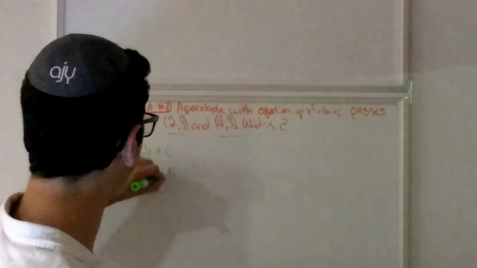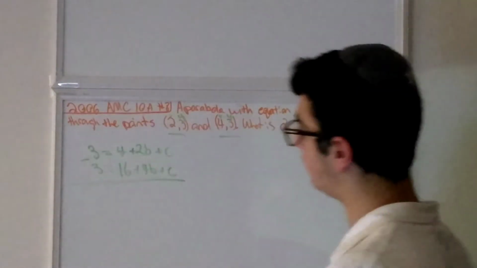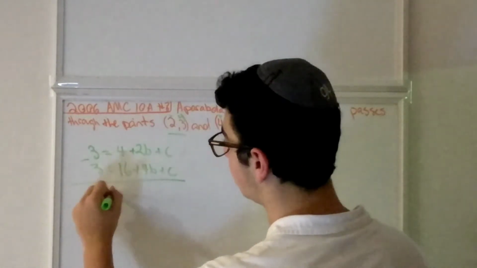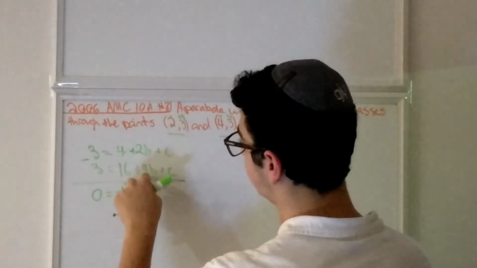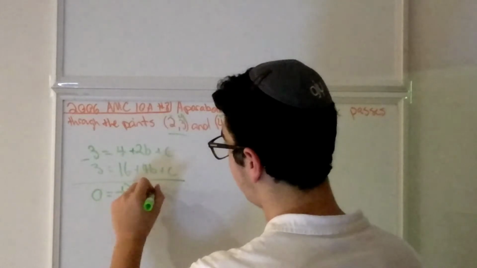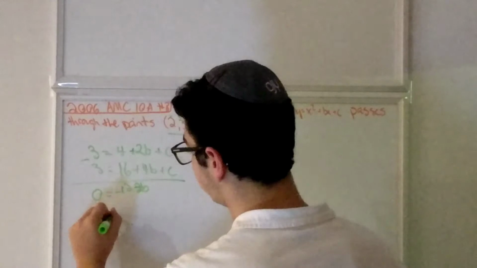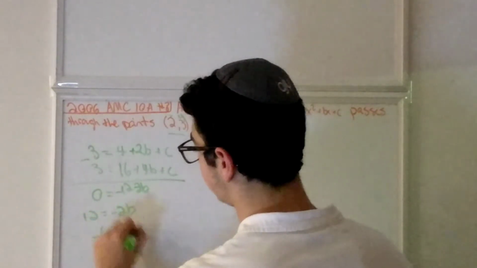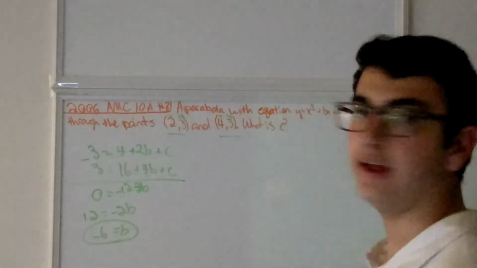Now, if I subtract these, see I have two variables right now. If I subtract them, then these c's will get canceled out. I have 0 is equal to negative 12, minus 2b, minus 4b, minus 2b. Okay, and now I could say 12 is equal to negative 2b, which means that b is equal to negative 6.